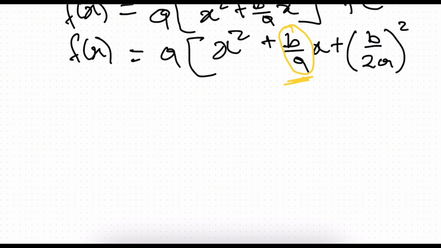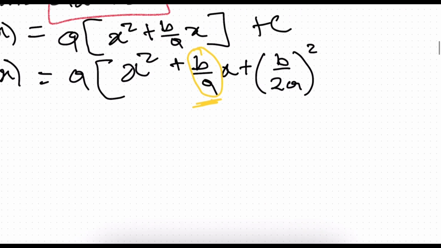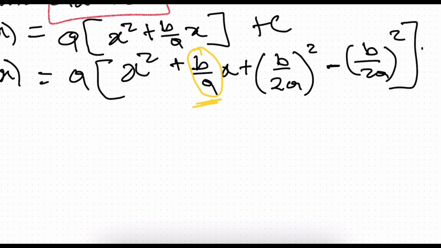So to undo what you just did, you minus the same thing. So it's more like you didn't do anything. Minus what? b over 2a all squared. Then you close your bracket, then you say plus a c. So that's the next step. Now how do you make it look like the second format?